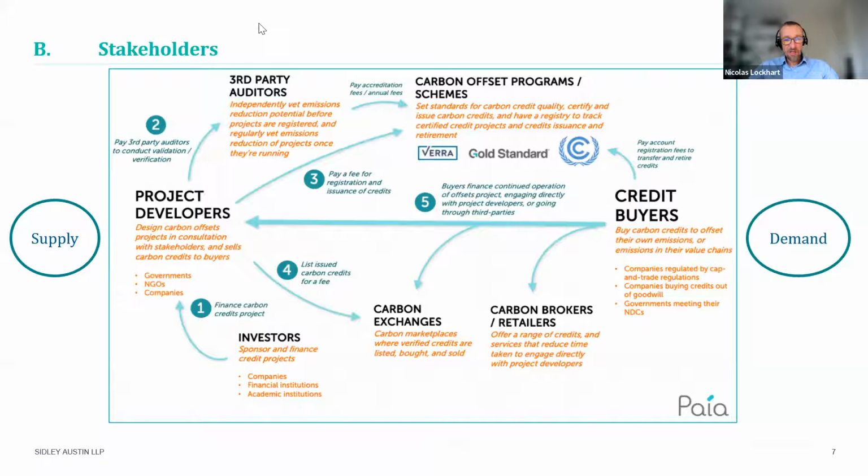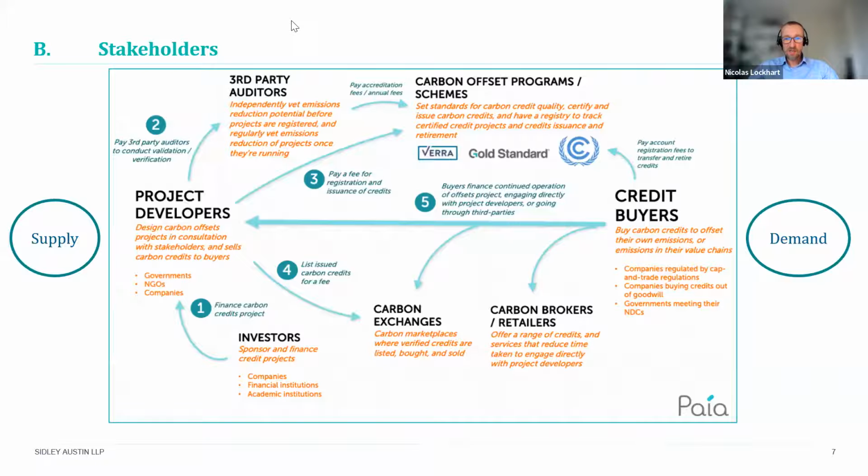At the bottom on the left, we've identified investors. There is quite a lot of capital that is available to help you develop these projects. And in fact, Jason has already mentioned that some of the work that our firm does is to work with investors and funders in helping develop offset projects.